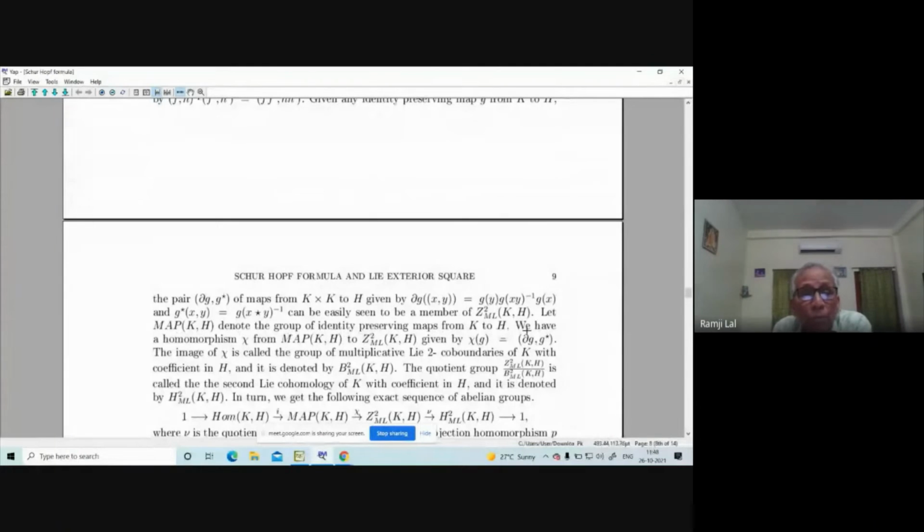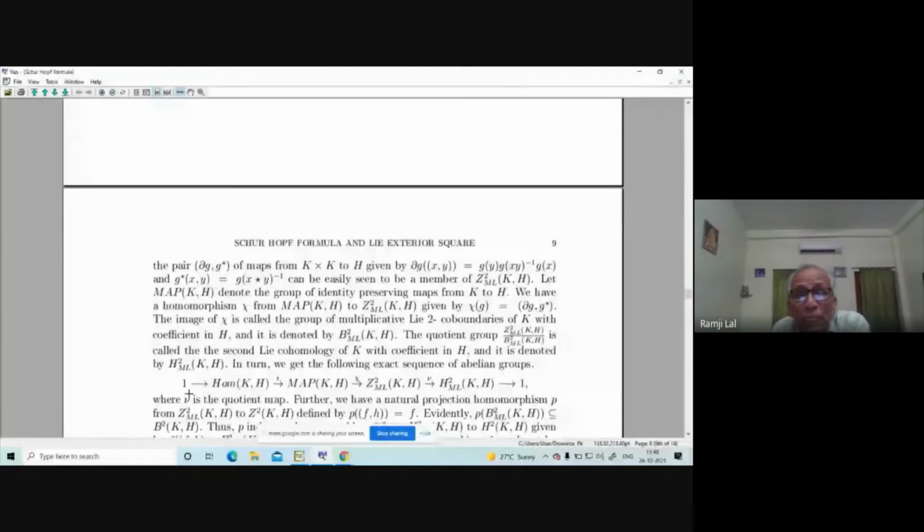We have a map Chi from Map(K,H), the set of all identity-preserving maps from K to H, not homomorphisms, to Z2(K,H), the 2-cocycles, where Chi of G is delta G, where delta G was defined here, and G star was defined as G star of XY is GX by inverse.